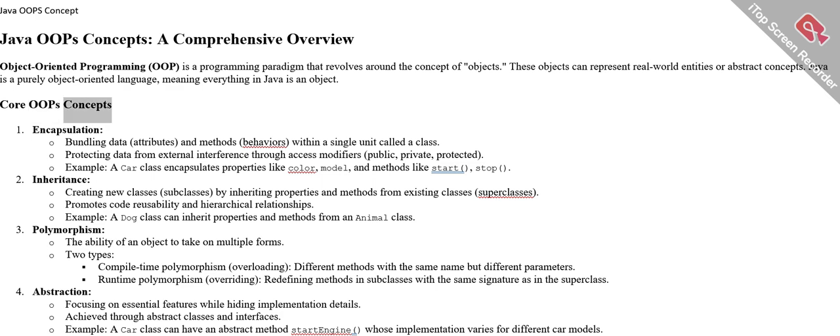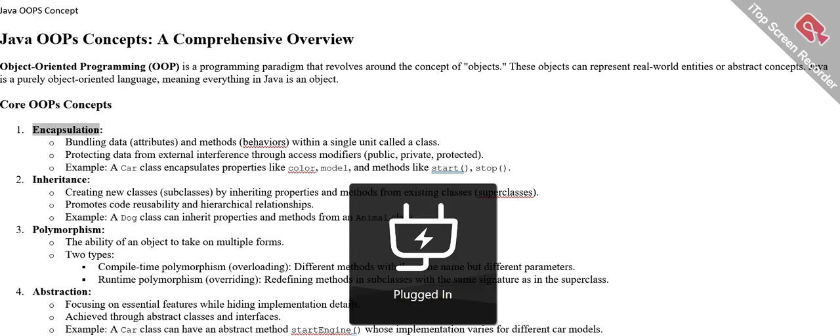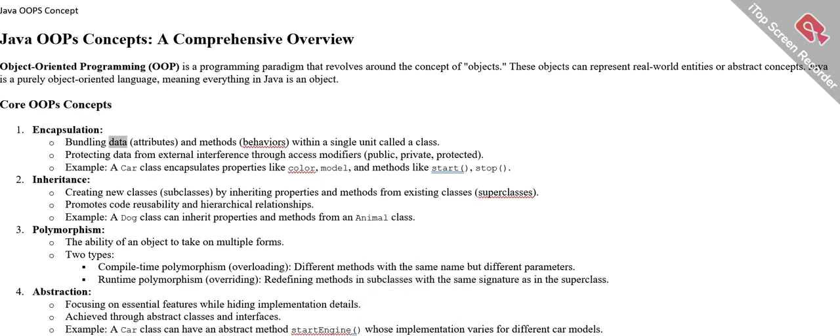Core OOPS concepts. Encapsulation. Bundling data, attributes, and methods, behaviors, within a single unit called a class. Protecting data from external interference through access modifiers: public, private, protected. Example, a car class encapsulates properties like color, model, and methods like start, stop.